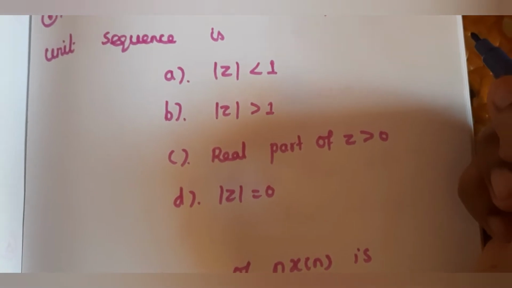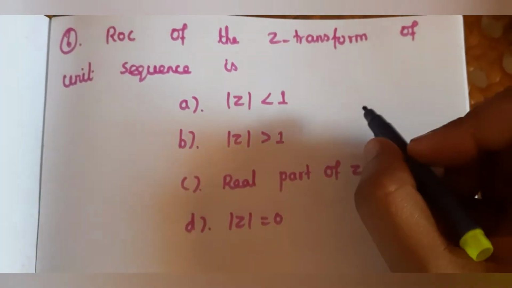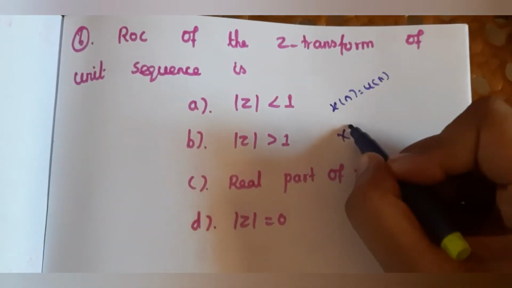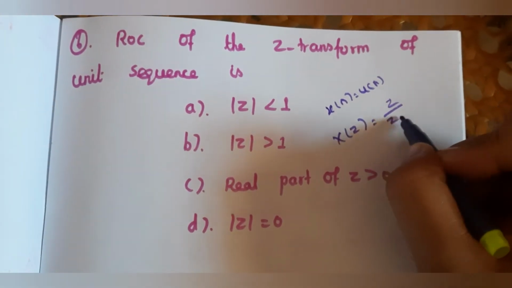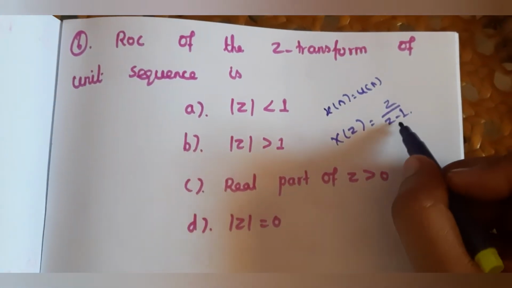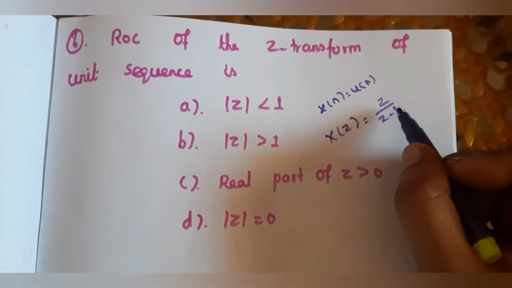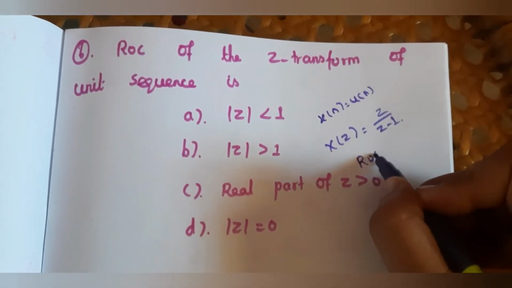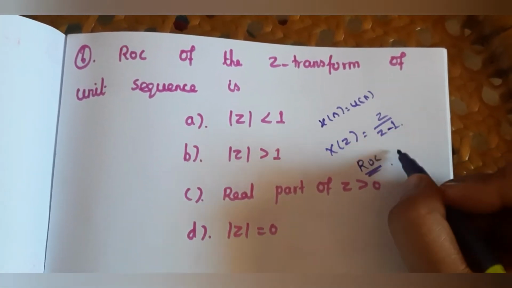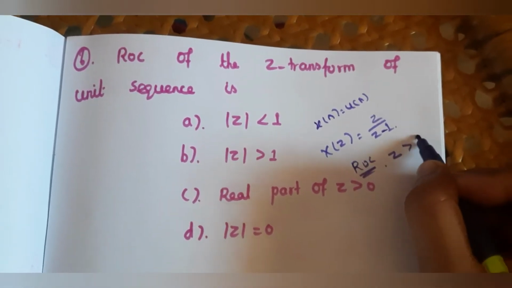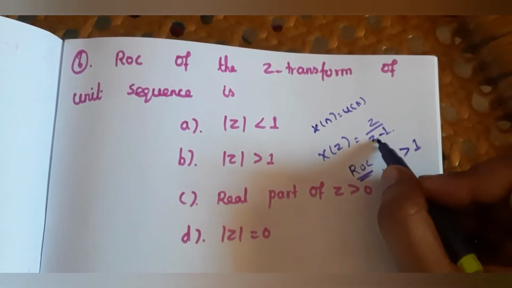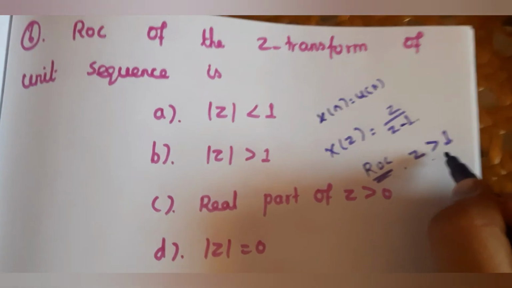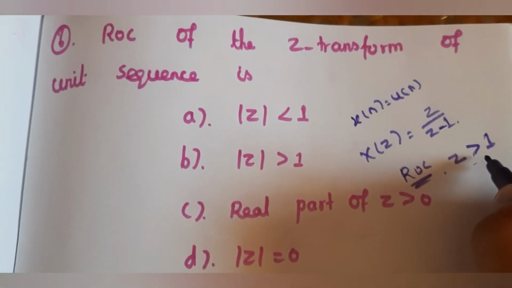Sixth question, ROC of the z transform of unit sequence is. And if you find here x of n is equal to u of n, so finding z transform, we will get z by z minus 1. This is the z transform of this u of n. So the region of convergence, that is ROC, is z greater than 1. So the ROC of this unit sequence is z greater than 1. So here the answer is B.